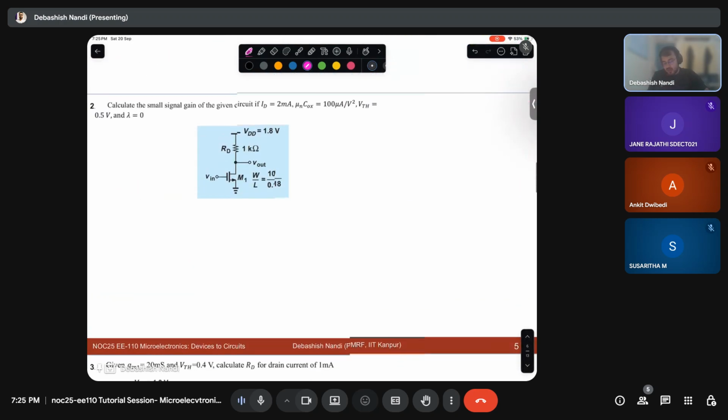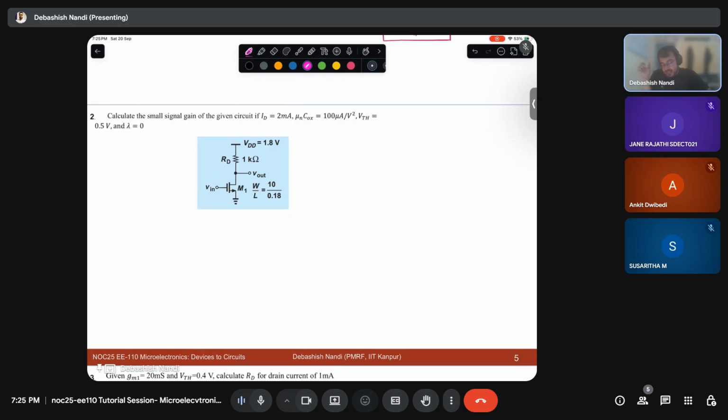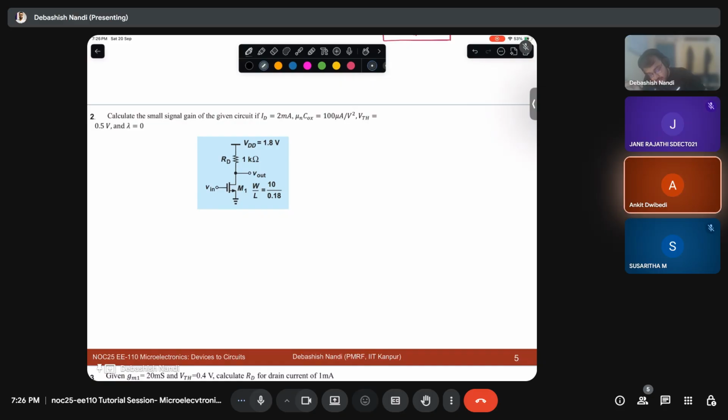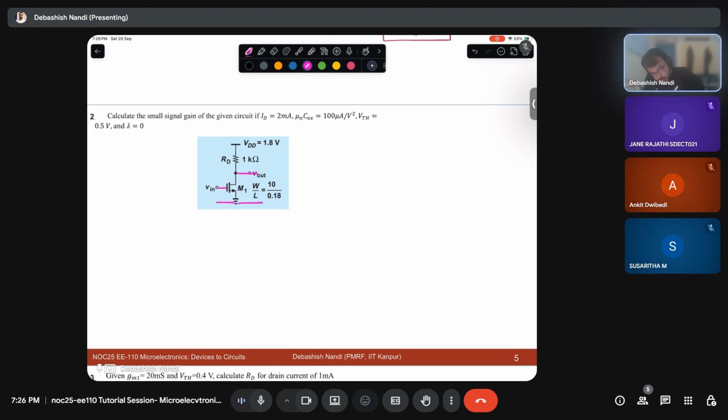Okay, so let's move on. Calculate the small signal gain of the given circuit. So what kind of amplifier or what kind of stage is this? Common source. And how can you say that? The input and output are both taken with respect to the source terminal. So this is your port 1, this is your port 2, right? So this is your common port. This is your input and this is your output.